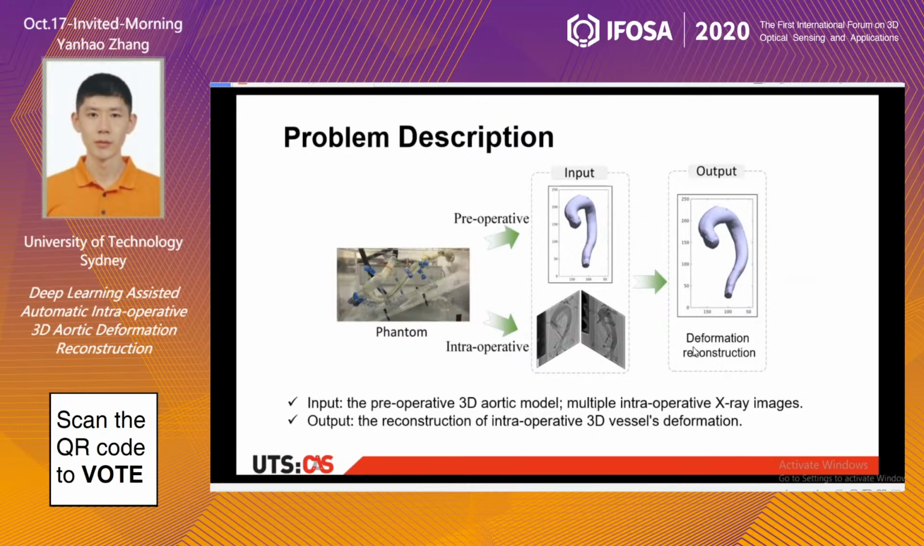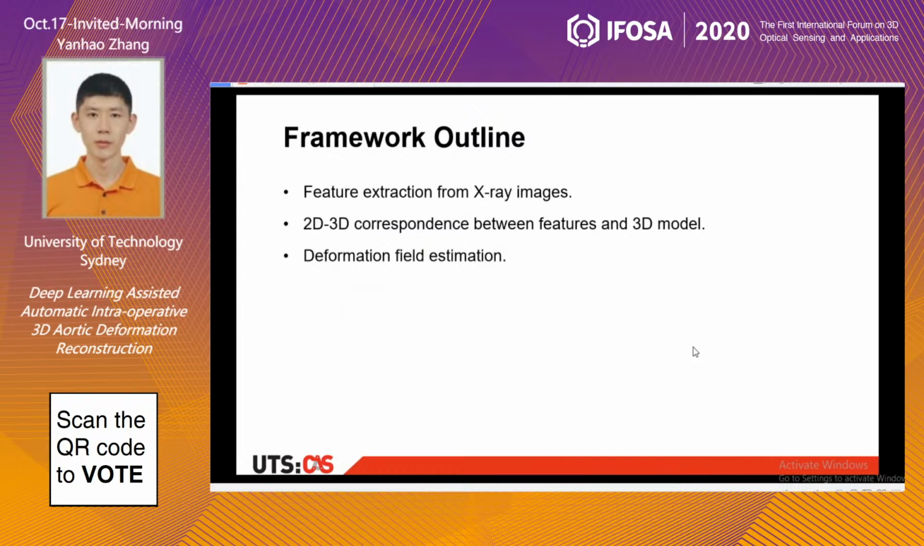This figure shows the problem description, the input and the output of the framework. The input is a 3D model and two intraoperative X-ray images, and using these, the output is the reconstruction of the intraoperative 3D vessel deformation. The idea of the framework is very straightforward. To achieve the deformation reconstruction, we need some features from the image, and we need 2D to 3D correspondence between features and the 3D model. Then we estimate a deformation field to recover the deformation.